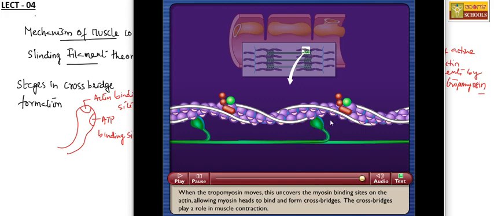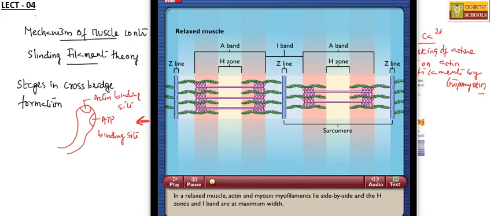We'll see one more animation on this. Right here is another animation. You can see the myosin filaments and the actin filaments, and the Z line to the Z line is a sarcomere. Here is a region where the actin filaments are not present, which is the H zone, and the full length of the myosin filaments is the A band. Of course, the center of the I band is the Z line.